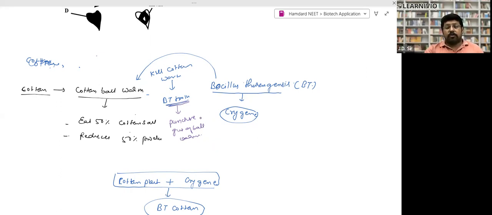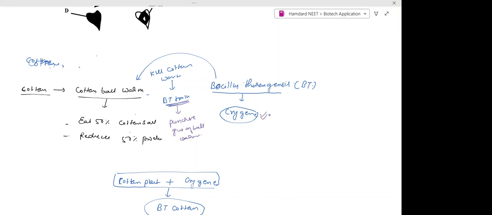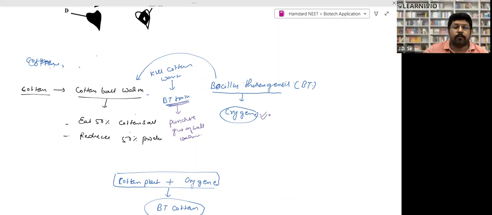Now, inside the Bacillus thuringiensis, there is a gene which produces this toxin. The name of that gene is cry gene. Is it clear? Clear? Or any doubt? Yes, sir, clear. Fine. So you have to remember the cry gene, which produces BT toxin.